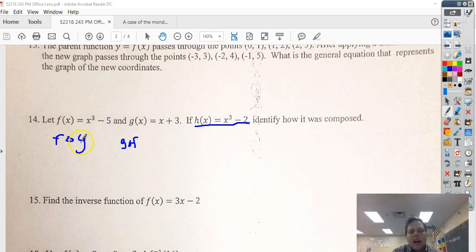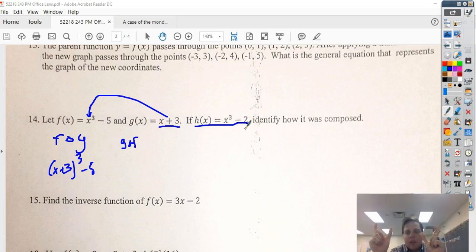If you were to do f composed with g, that means you're taking x plus 3 and plugging it in for x right here. So you're going to have x plus 3, cubed, minus 5. Do you really think that x plus 3 cubed is going to yield just x cubed minus 2? Because that's x plus 3 times x plus 3 times x plus 3. So no, it's probably not. I'm not going to work this out. I'm going to assume that that's not going to work.